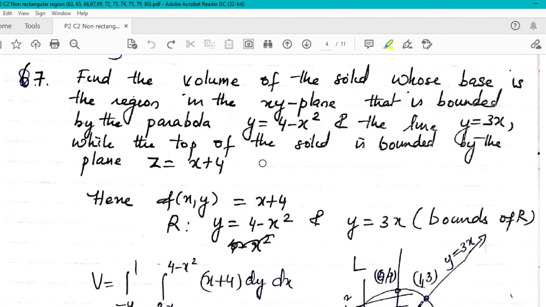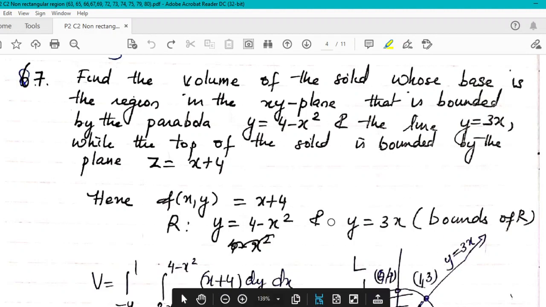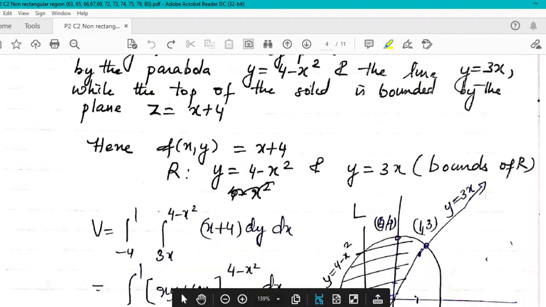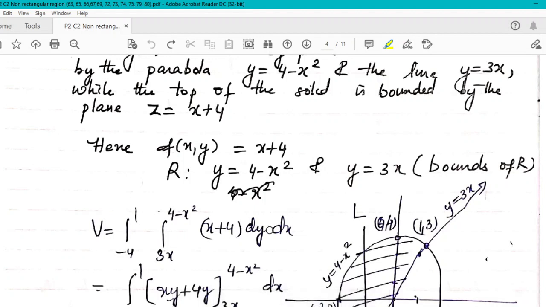So first you have to identify the function f of xy and the region. The function f of xy is the upper bound, and the region is the lower bound. You have to find the volume between these two, and we have already discussed the formula: V is equal to the double integral of f of xy dx dy or dy dx. According to your convenience, you can find it either way; both values will be the same.